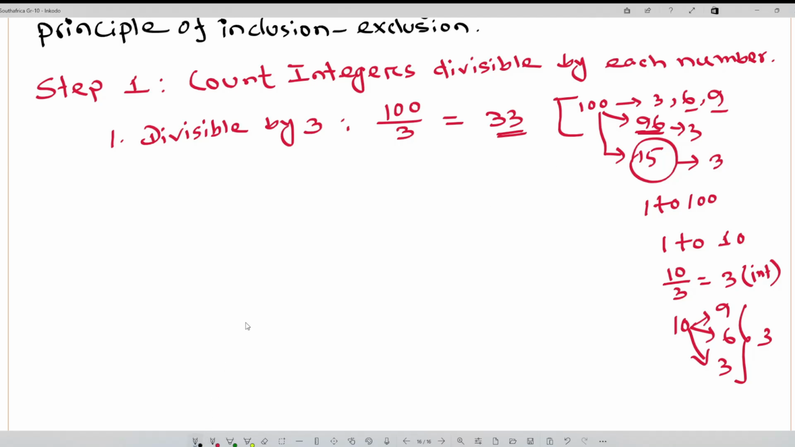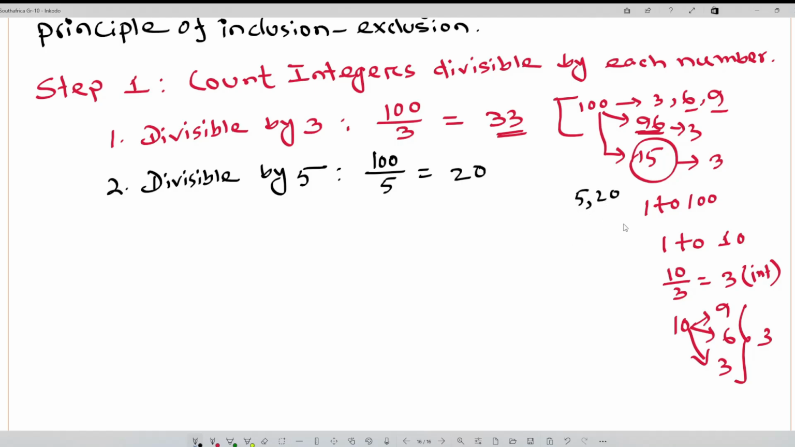Okay. Next, divisible by 5, right? So 100 divided by 5, the answer is 20. What kinds of numbers? Like 5, like 20, like 25, right? Like we can say also 15. This is also divisible by 5. And number 3, divisible by 7. So 100 divided by 7, the answer is what? 14.